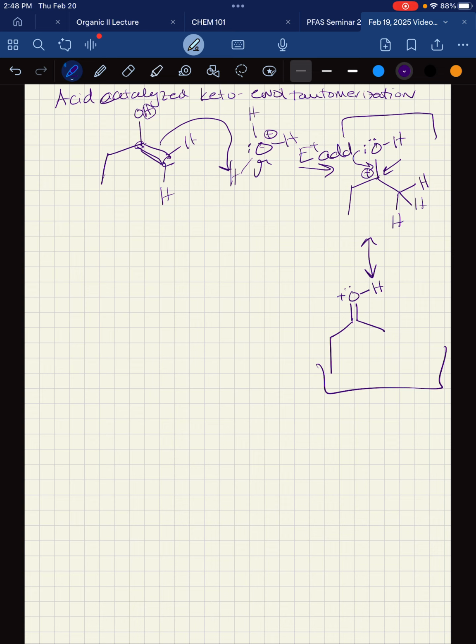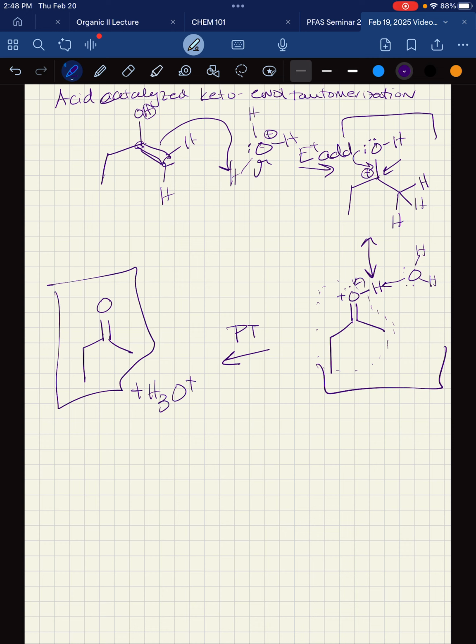Also, if we notice what this looks like, this basically looks like our ketone product, except that we have a proton still here. So that's going to be the last step of our keto-enol tautomerization, is that we're going to do a proton transfer to remove that. Okay, and there we have our final ketone product.